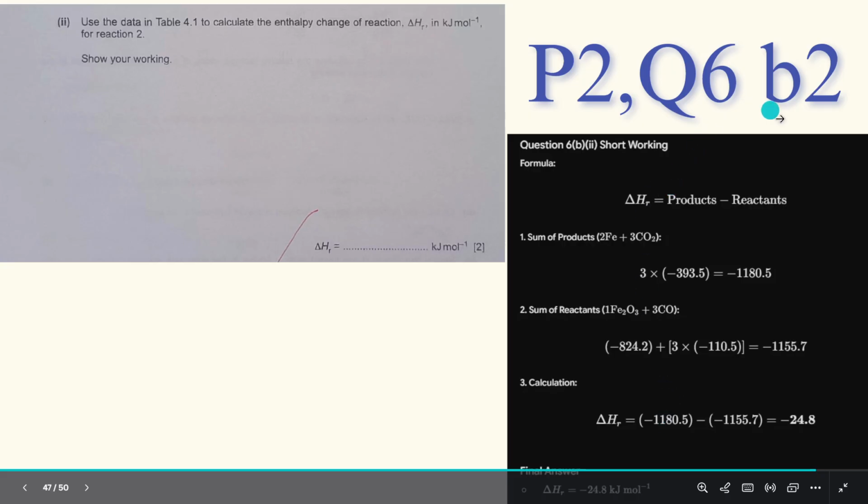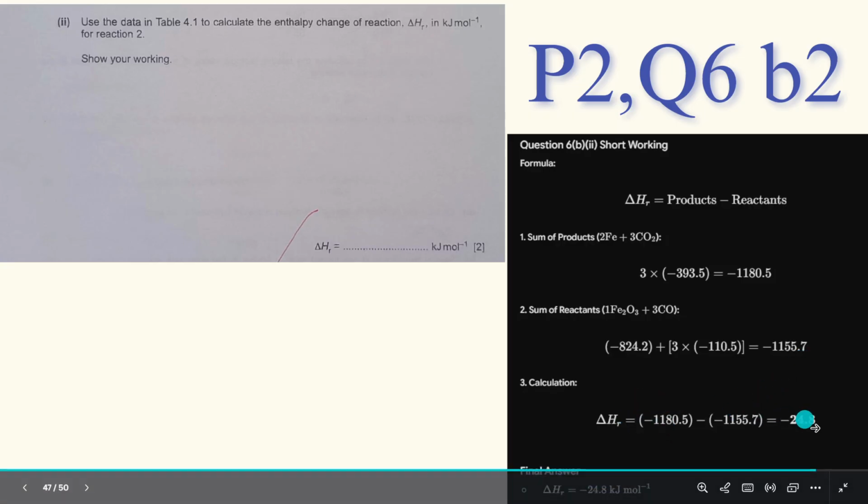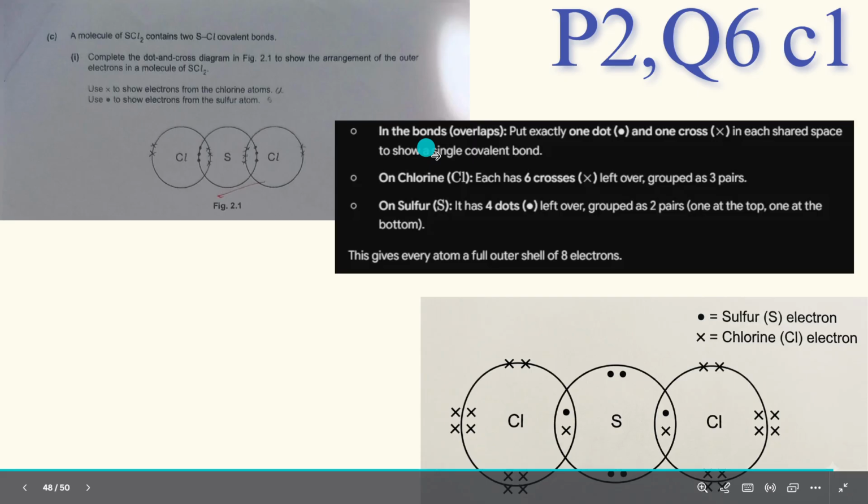To question 6 B2. Here we use Hess's law: products minus reactants. The sum of the products is 3 times minus 393.5, which equals minus 1180.5. Then the sum of the reactants, you can calculate it, and you get minus 1155.7. With the calculation of Hess's law, we get minus 24.8 kilojoules per mole.